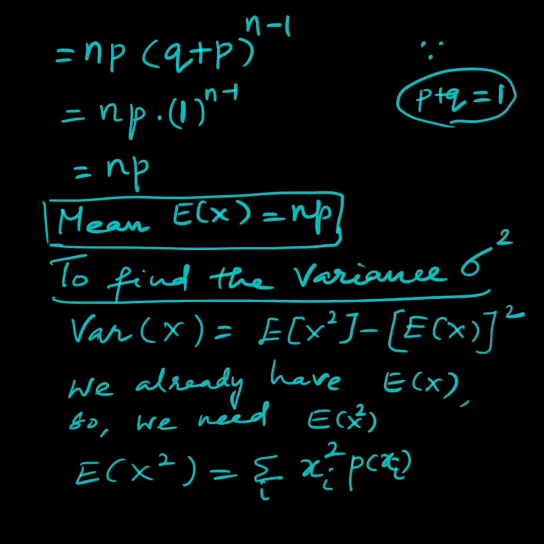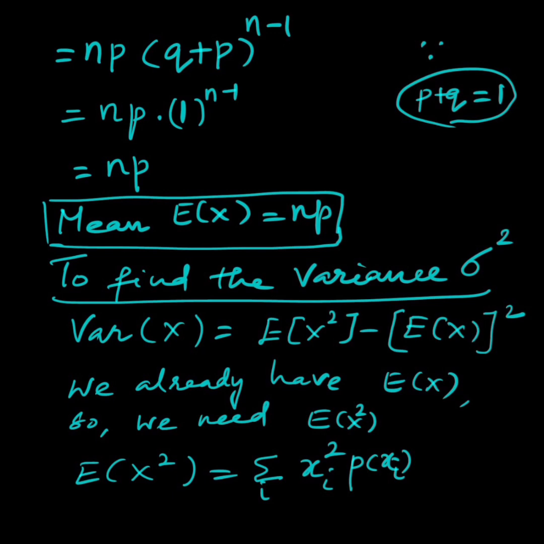But p plus q value is 1, therefore the next step we have np into 1 power n minus 1, and 1 power anything is again 1, therefore the value is finally simplified as np. So the mean of the binomial random variable is np.